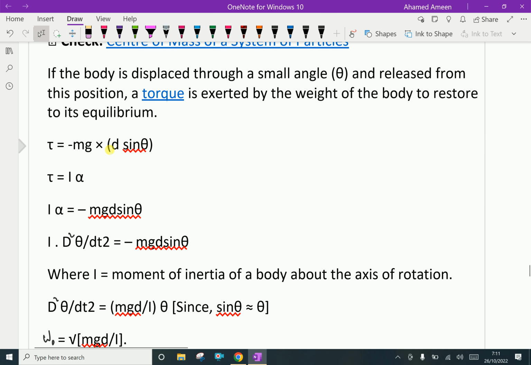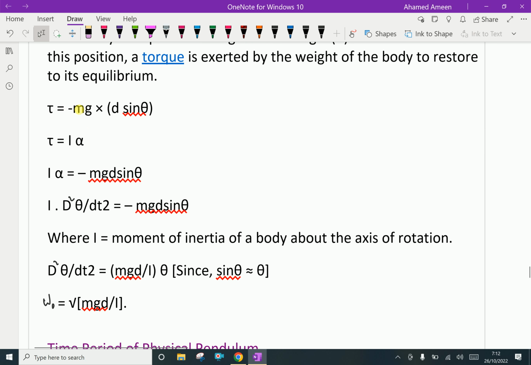Torque equals minus mg d sin theta, where mg is the downward force and the perpendicular distance of the bob from the fixed point is d sin theta. We know that torque is I alpha, where I is the moment of inertia and alpha is the angular acceleration. Therefore, we can equate both: tau equals I alpha equals minus mg d sin theta. Now I d squared theta by dt squared equals minus mg d sin theta.